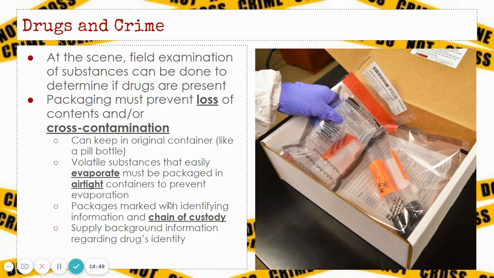Any volatile substances that easily evaporate would need to be packaged in airtight containers to prevent evaporation. Packages should be marked with identity information and chain of custody, just like we do with all pieces of evidence. And then we want to supply any background information regarding the drug's identity. So we want to note, did we find it with any other drugs or any other pieces of evidence that would maybe give clues as to what type of drug it may be.